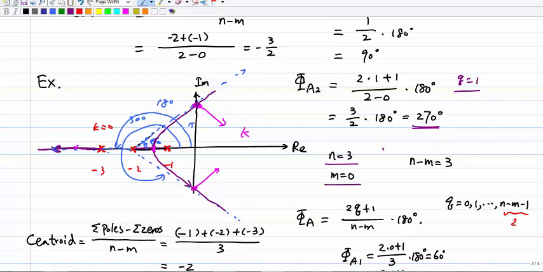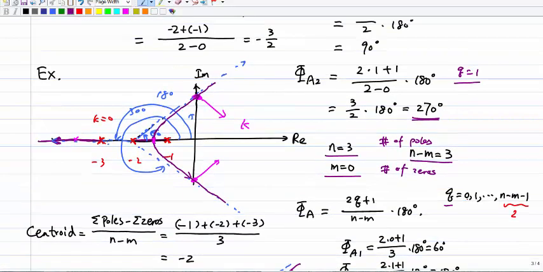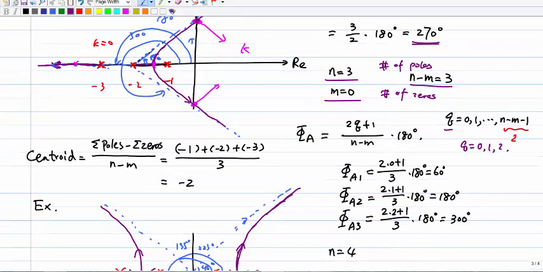N is again the number of poles. The m is the number of zeros. So I have n minus m is 3. Okay, so let's compute the angles. Again, Q can be selected from 0 up to n minus m minus 1. n minus m is 3, minus 1 is 2. So I can select Q as 0, 1, 2, 3, 4, but the upper limit is 2. So I can only select Q as 0, 1, 2. So I have 3 angles.